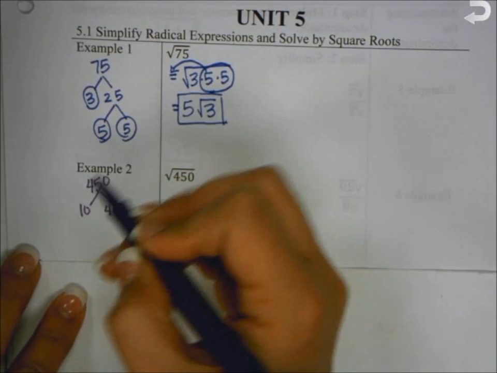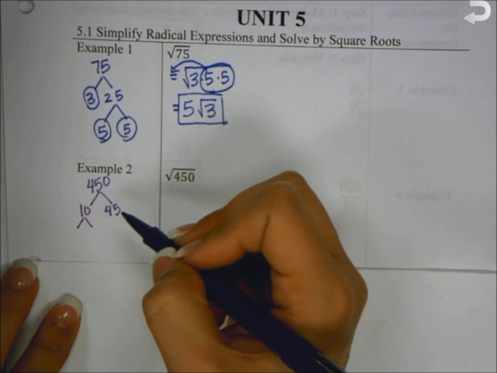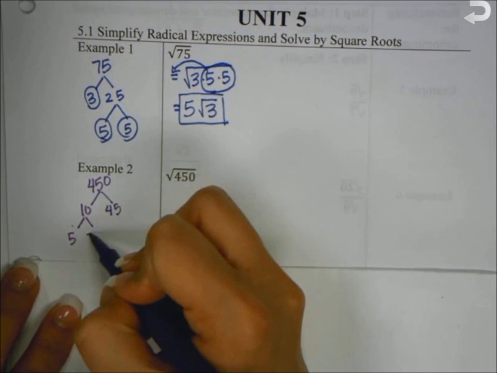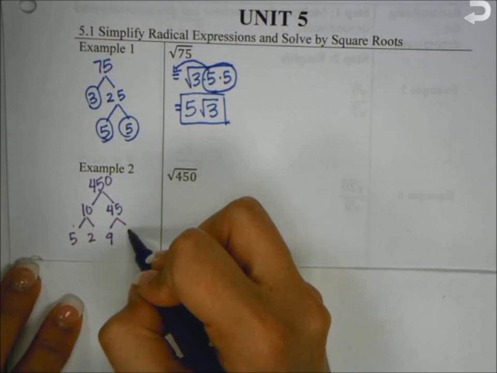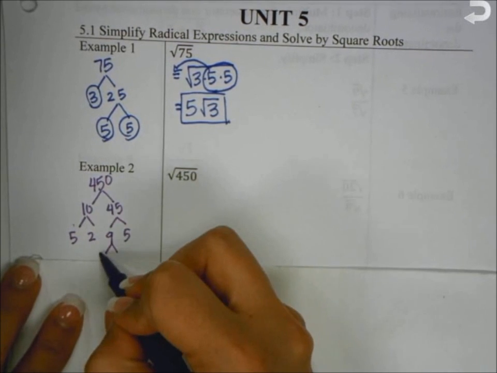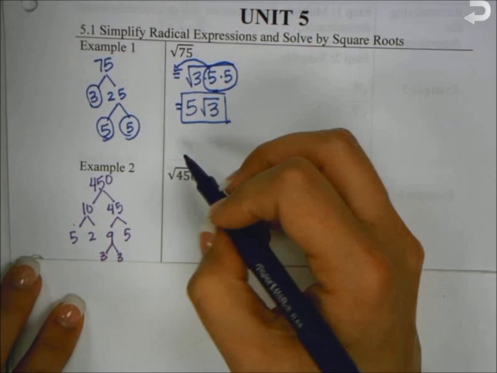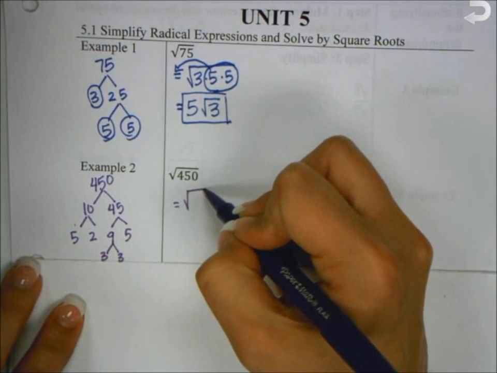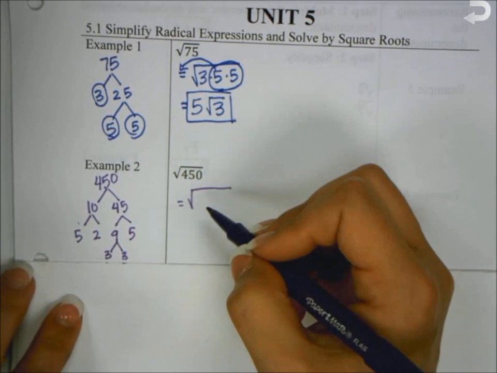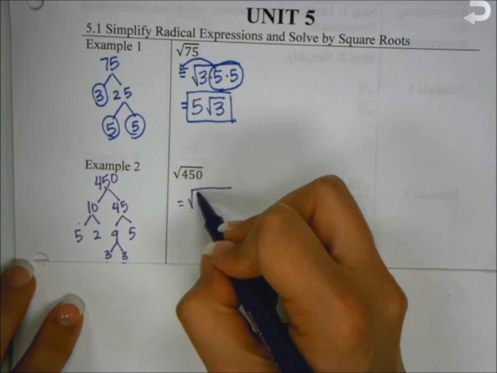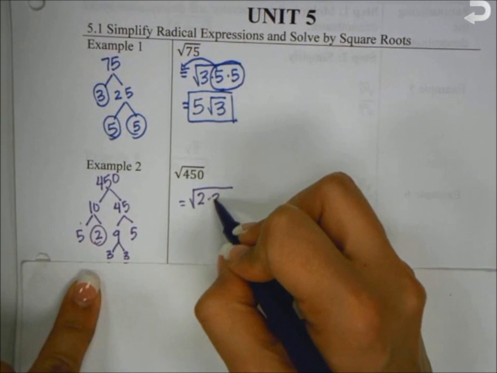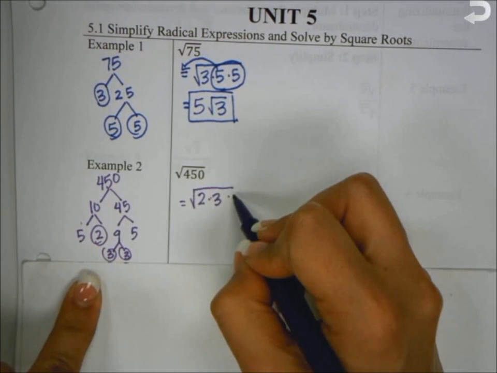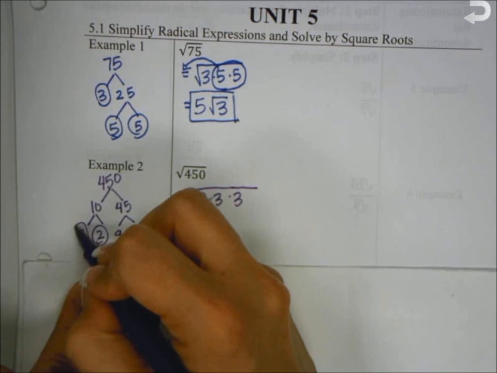Okay, let's do 10 first. What are those factors? Good, 5 and 2. And what about 45? 9 and 5. But 9 is 3 and 3. So what do we have? I put them all in order from smallest to biggest, so it's going to be 2 times 3 times 3 times 5 and 5.